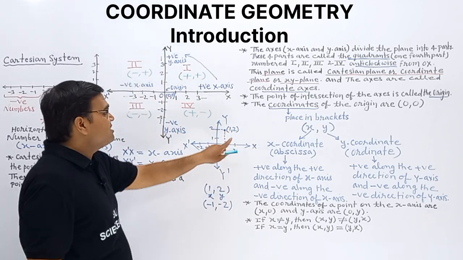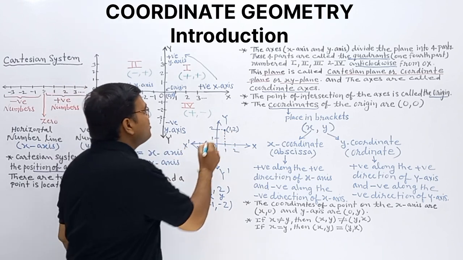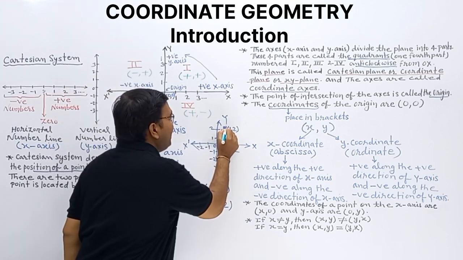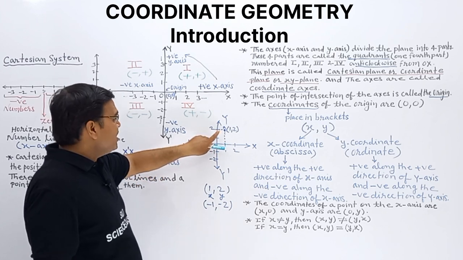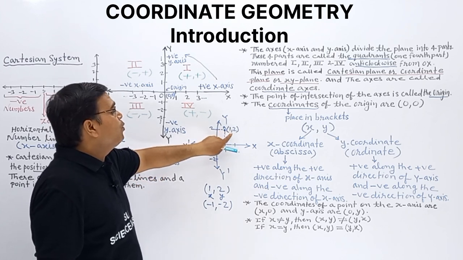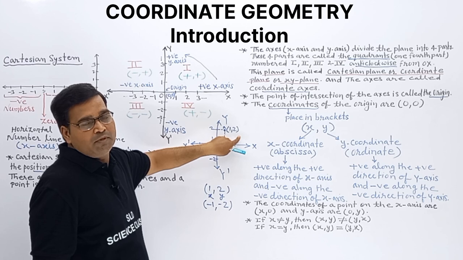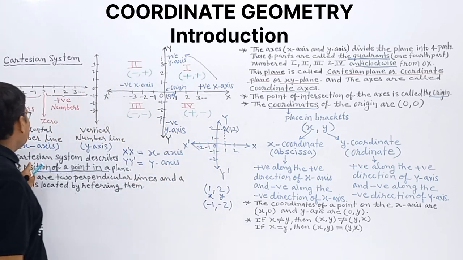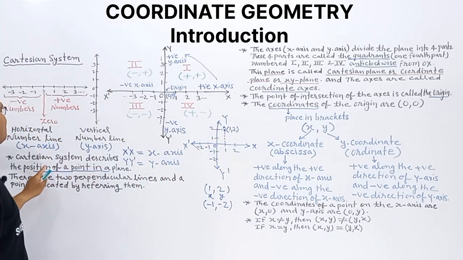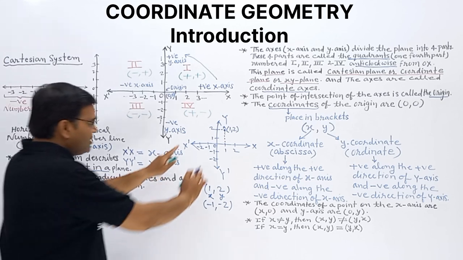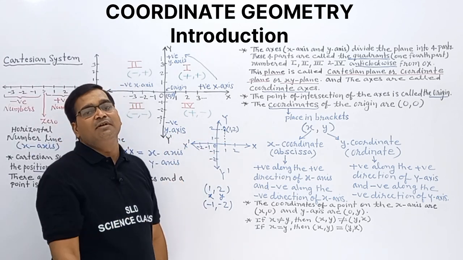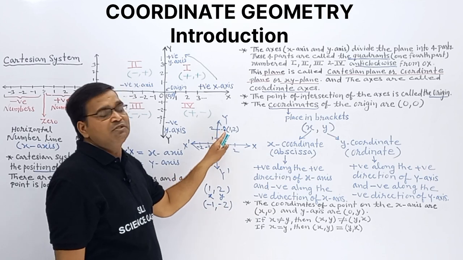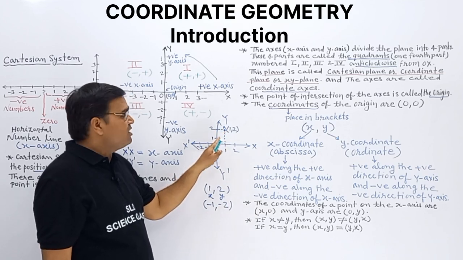And this is what? The position of this point. Suppose this point is A. A is a point, and its position is (1, 2). Clear? So the Cartesian system describes the position of a point in a plane. This is one plane. We want to describe the position of this point in this plane.